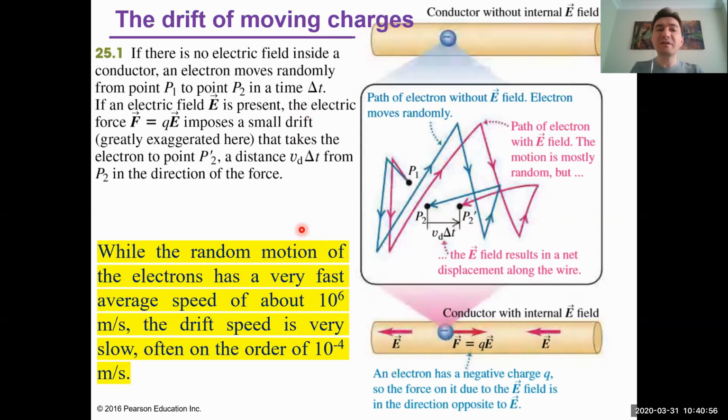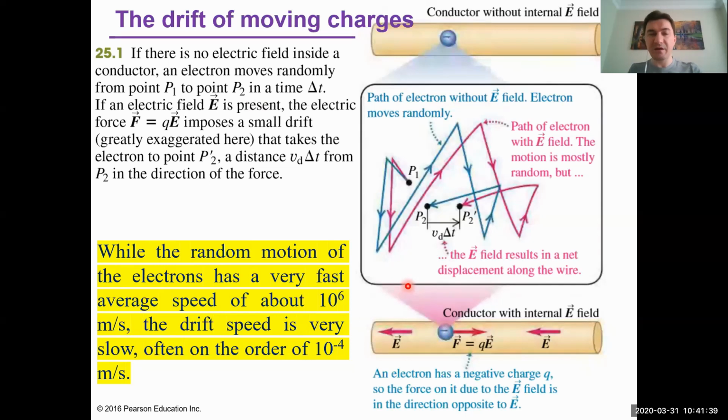So what about the velocity of electrons in a conductor? The random motion of electrons has a very fast average speed, of the order of 10 to the 6 meters per second, okay? We are talking about this random motion of electrons in a conductor. So what is the drift speed? Drift speed is very slow compared to the random motion of the electrons, and this is on the order of 10 to the minus 4 meters per second. Can you see that?